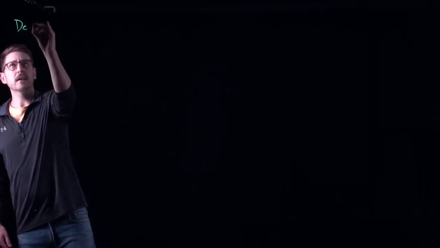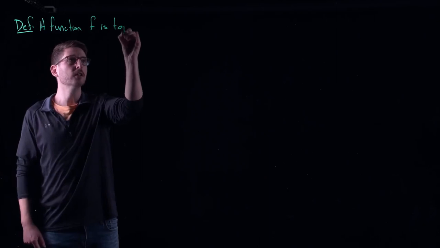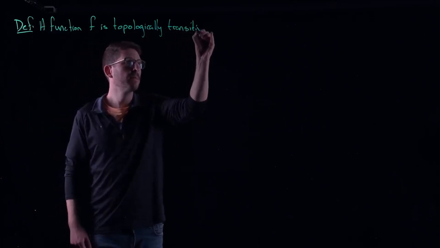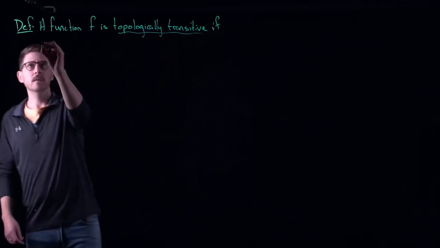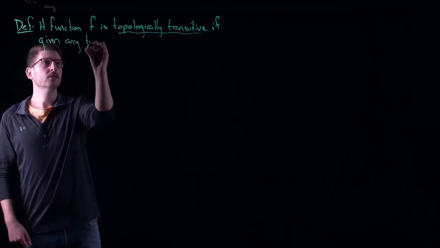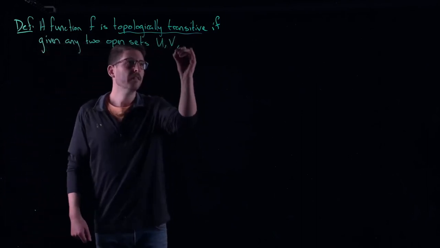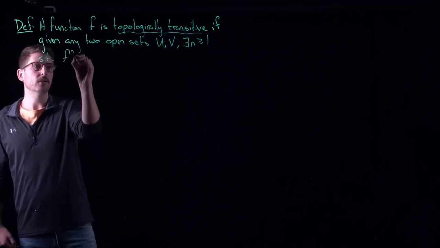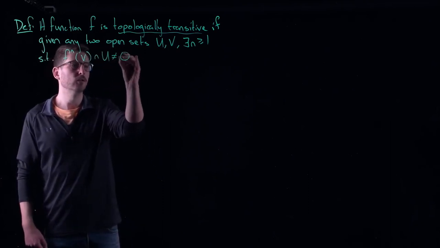So before we can get into these properties, we need to actually introduce a definition first. Again, this is a definition that came from topology, and we're going to say that a function f is topologically transitive. When I say something's topologically transitive, it means that given any two open sets U and V, there exists an n greater than or equal to 1 such that iterating the interval V will necessarily intersect the interval U eventually.